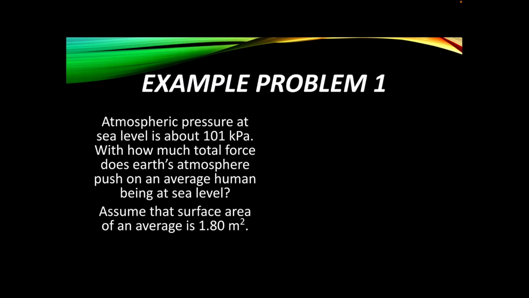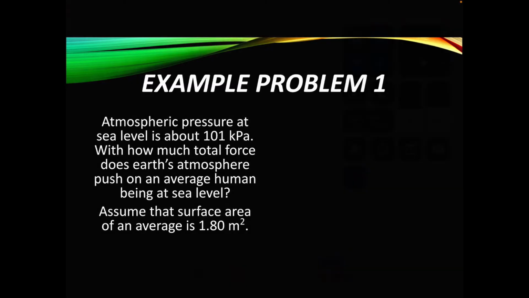So the first practice problem is: the atmospheric pressure at sea level is about 101 kPa. So that's kilopascals. With how much total force does Earth's atmosphere push on an average human being at sea level? Assume that the surface area of an average person is 1.80 meters squared. So let's take a look at how to do this.